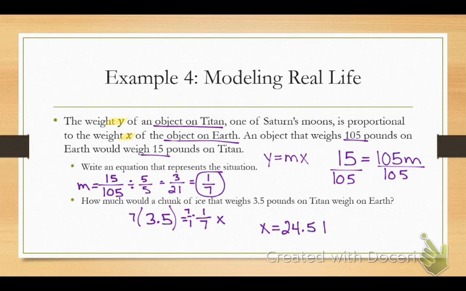Okay, make sure you label pounds on Earth. And don't say ear, because that's an ear. So you have to write out the whole Earth. Okay, my abbreviation people. Okay, 24.5 pounds on Earth.